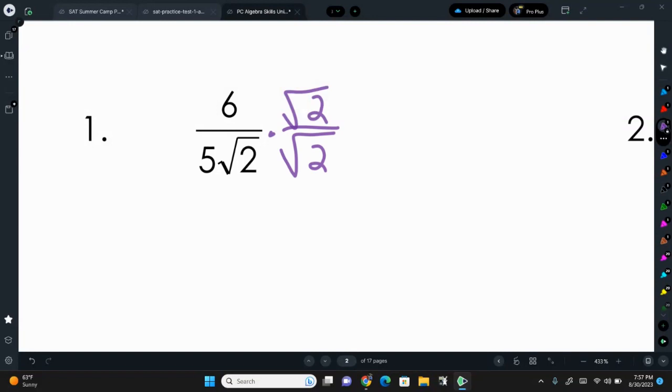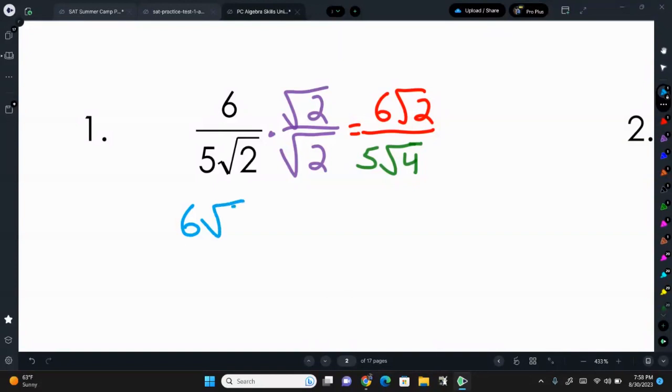So in this instance, if I divide the top and bottom by the square root of 2, the numerator becomes 6 times the square root of 2 over 5 times the square root of 4. Now, yes, you're going to get to the point where you can just recognize, okay, the square root of 2 times the square root of 2 is 2, times 5 is 10. That's okay, but I'm just showing you each of these steps. So now we have 6 times the square root of 2 over 5 times 2. So 6 times the square root of 2 over 10.